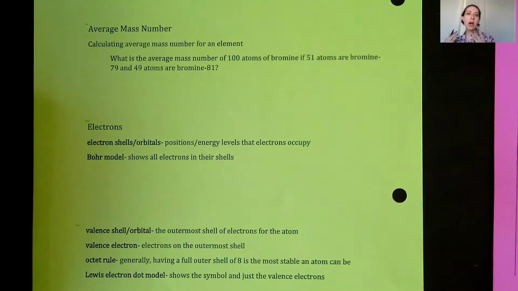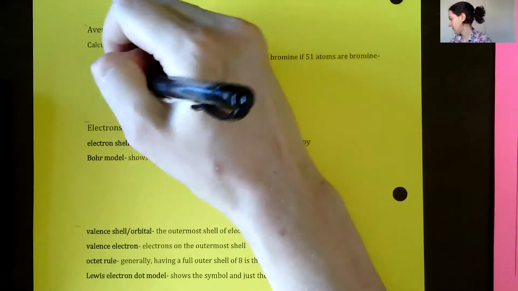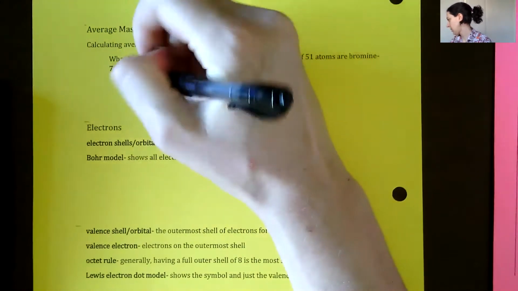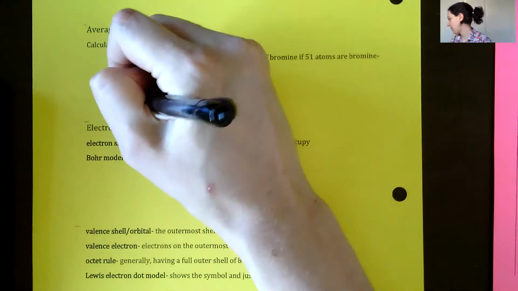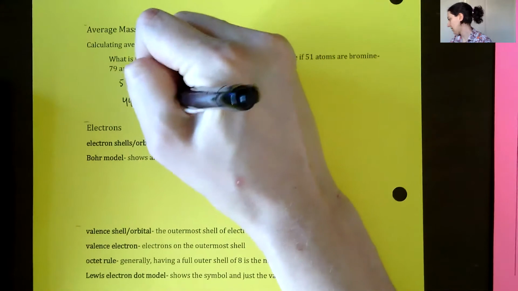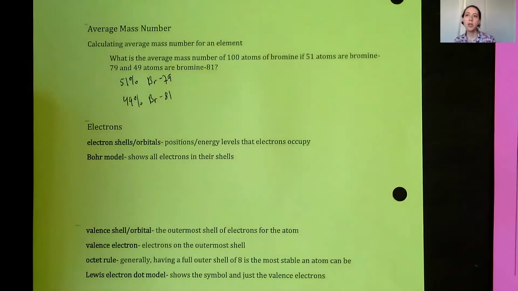We have 100 atoms of bromine. 51 of them are the isotope bromine 79, and 49 are the isotope bromine 81. So 51% of the atoms are bromine 79, and 49% are bromine 81. All right, so we want to figure out what is the average mass number. The way I think about this is a weighted average kind of problem, but really there's 100 atoms.